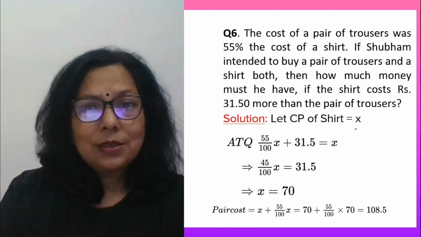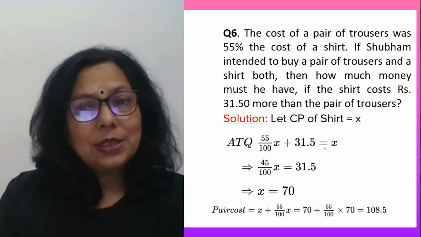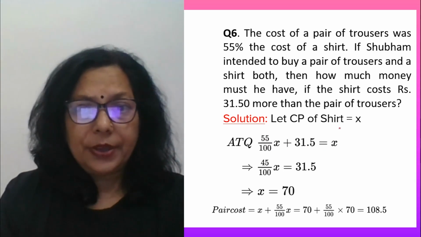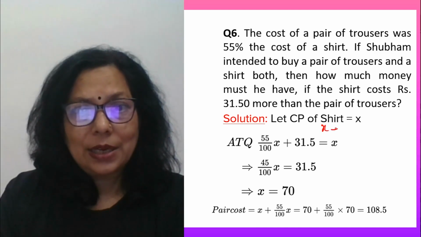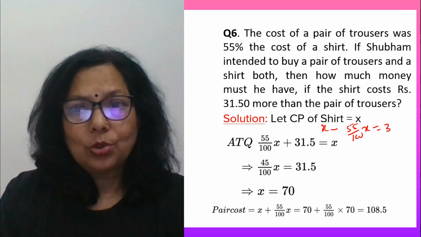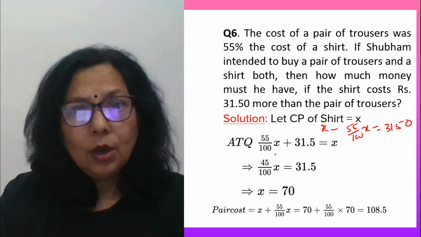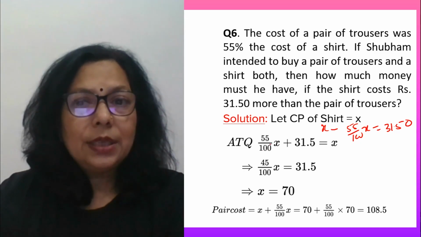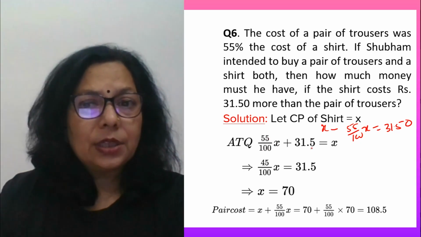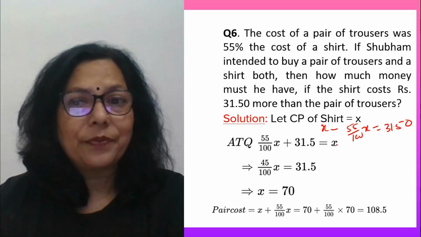CP of shirt is X. So 55 upon 100 X is trouser, plus 31.5 equals X. I could do it that way also. As I said, X minus 55 upon 100 X is equal to 31.50. Either you do it like this, or you can say that if 31.50 is added to the cost of trouser, then it will be equal to the price of the shirt.